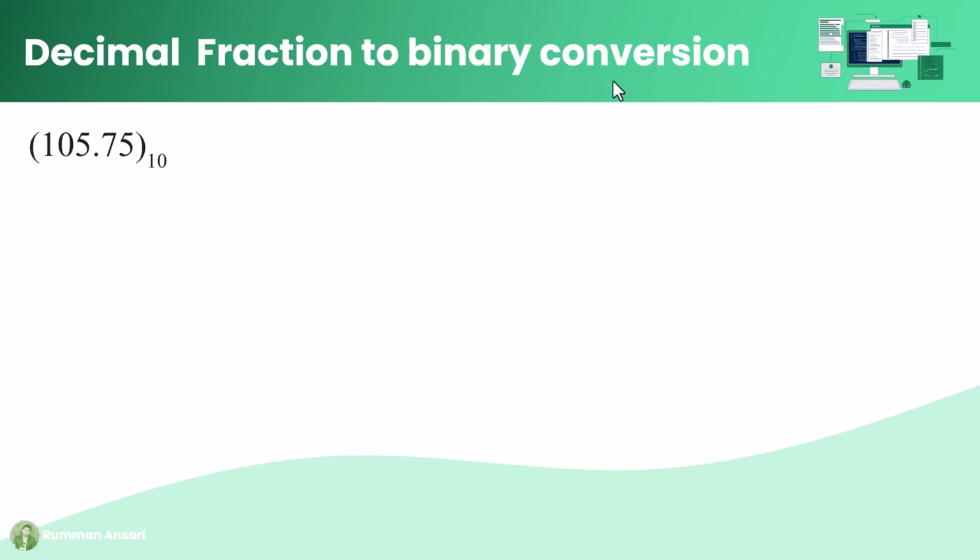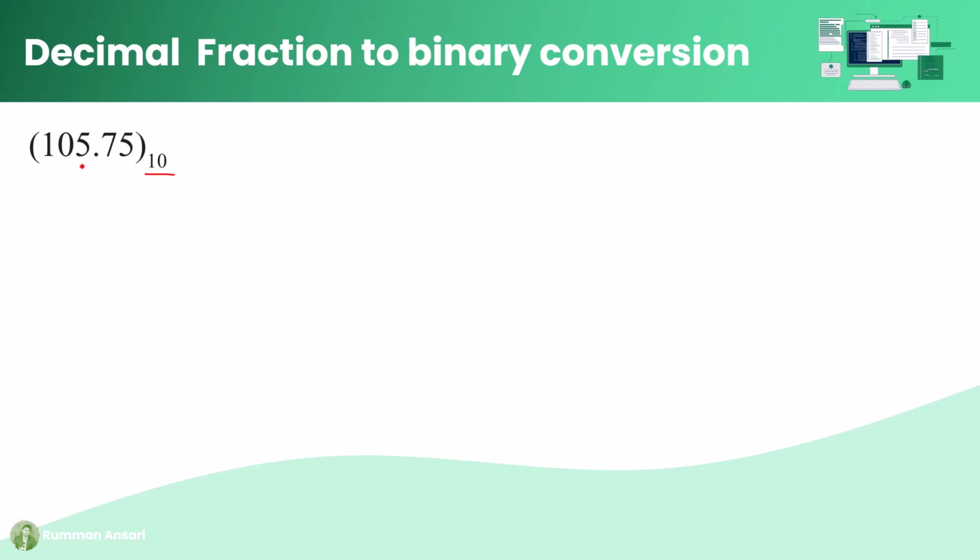In this video we will discuss how you can convert a decimal fraction number to a binary number. As you can see, we have a base 10. That means this number is nothing but a decimal number, and it has a decimal point as well. We can say this is a floating point number, and the fractional part is 0.75.